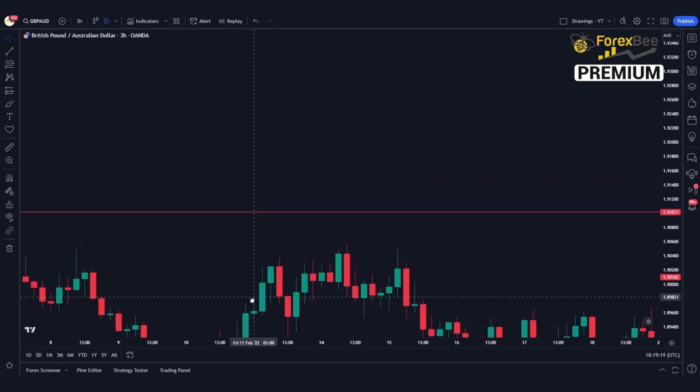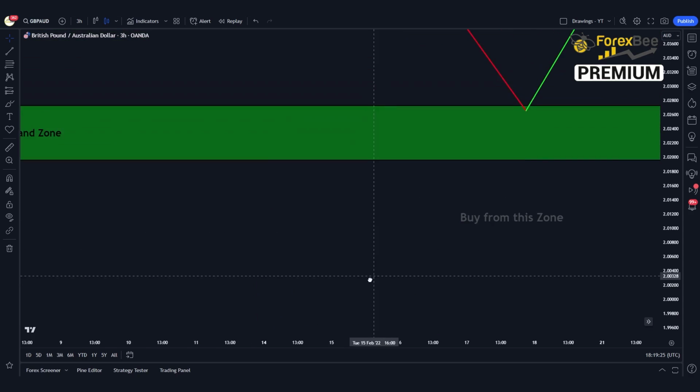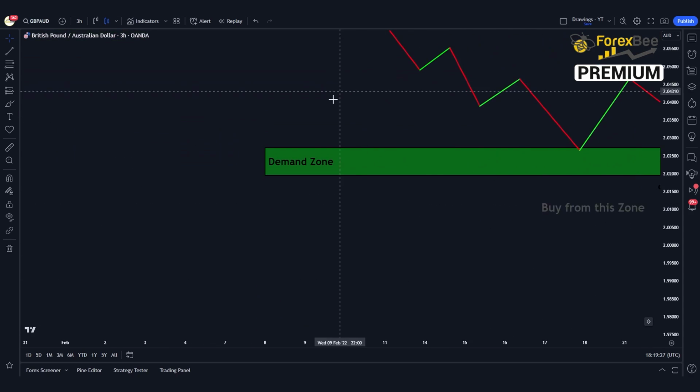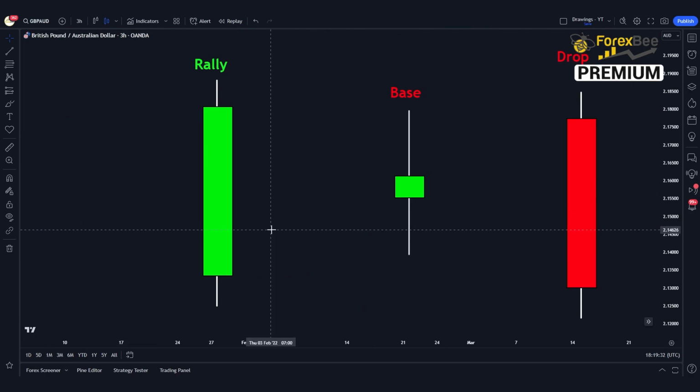So how do you determine which candle is a rally candle? The way to do that is by defining the body percentage. If the body percentage of a candle is greater than 60% of the overall range of the candle, for example, from here to here is the body, and this is the full range of the candle, then we would say that this is a valid rally candle.